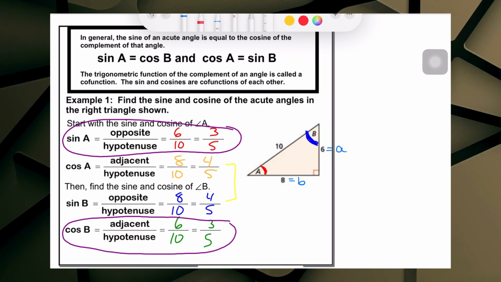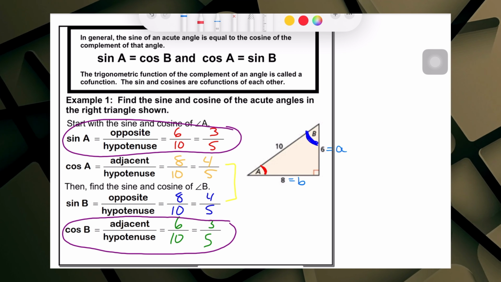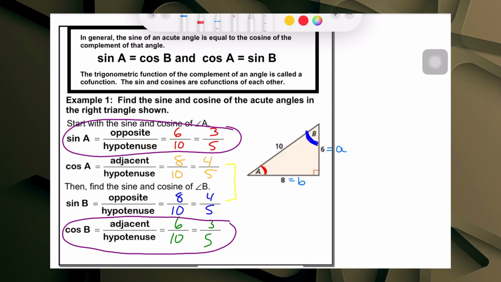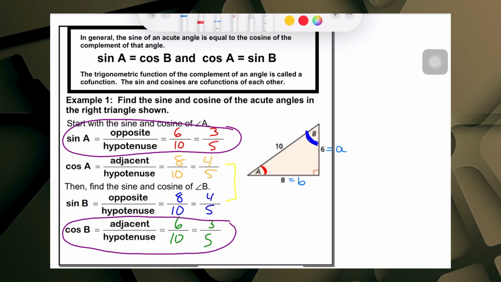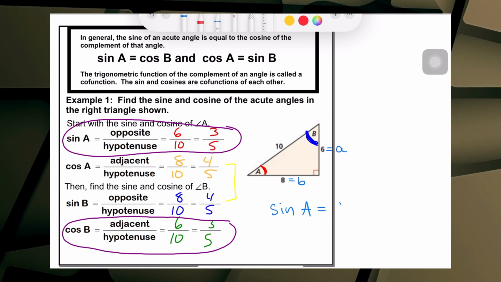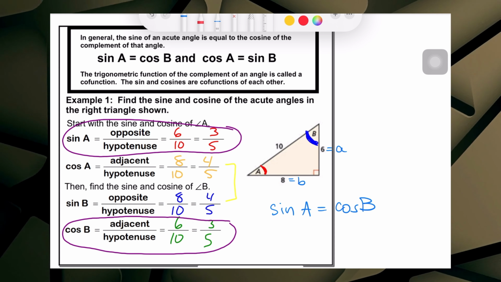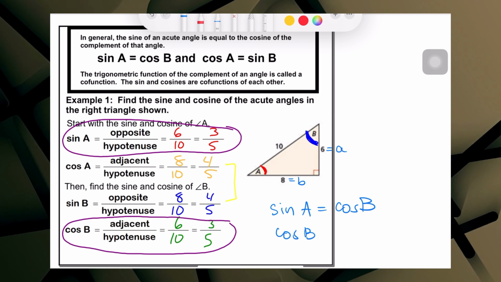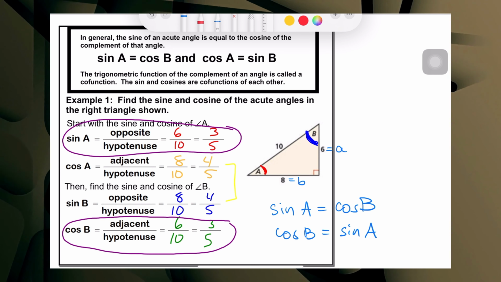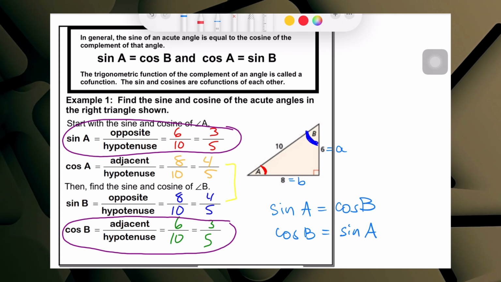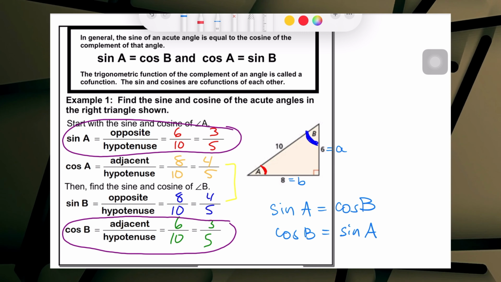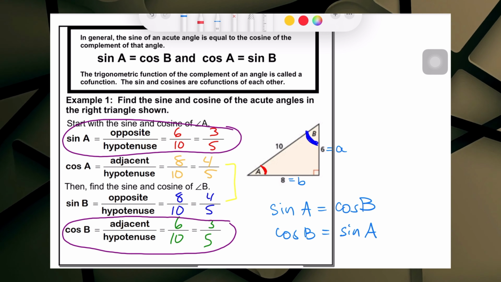If we're going to get the sine of angle B, we'll get 4/5 and cosine of angle B is 3/5. So therefore, we say that sine of angle A is equal to cosine of angle B. Similarly, cosine of angle B is equal to sine of angle A. Remember, the trigonometric function of the complement of an angle is called a cofunction. The sine and cosine are cofunctions of each other.